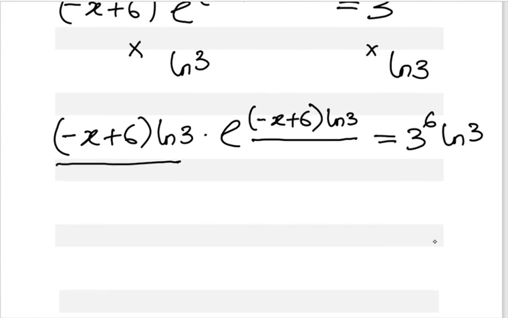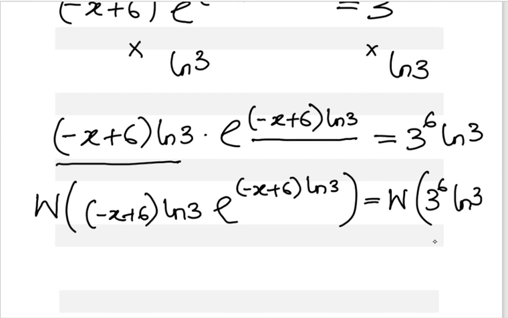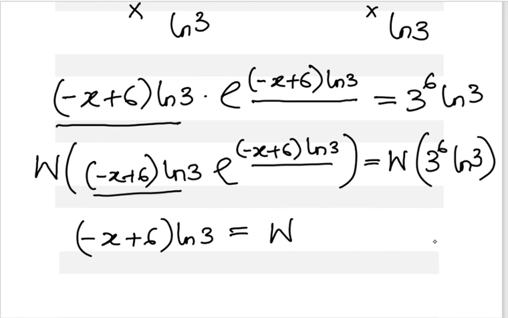So next we apply the Lambert W function to both sides. This is going to be negative x plus 6 natural log of 3 exponential negative x plus 6 natural log of 3 equal to the Lambert W function of 3 to the power of 6 natural log of 3. So since this and this are the same thing, this is simply going to give us negative x plus 6 natural log of 3, and this will be equal to the Lambert W function of 3 to the power of 6 natural log of 3.